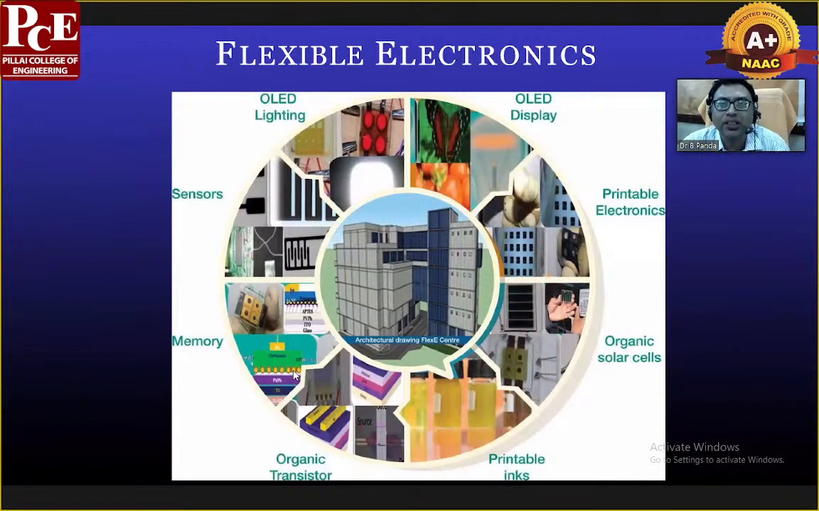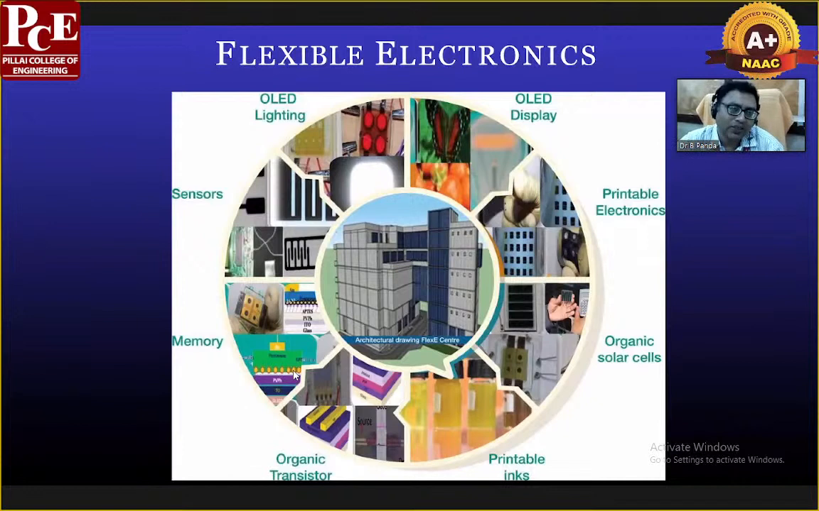So you can see flexible electronics. Why am I showing this screen? Because no matter whether you belong to automobile or mechanical engineering, computer or IT, or electronics or computer science department, any department, everyone can contribute, and everyone has a direct or indirect relation to this versatile material called polymers and polymeric material.